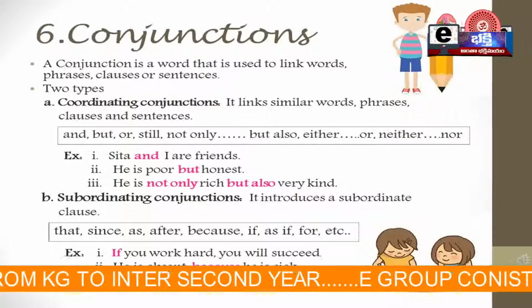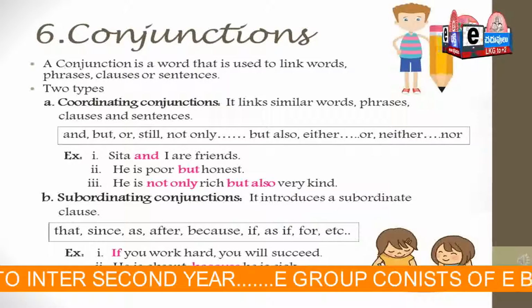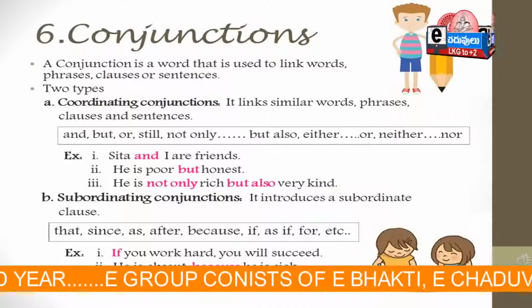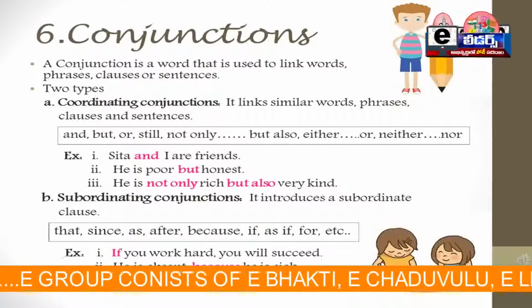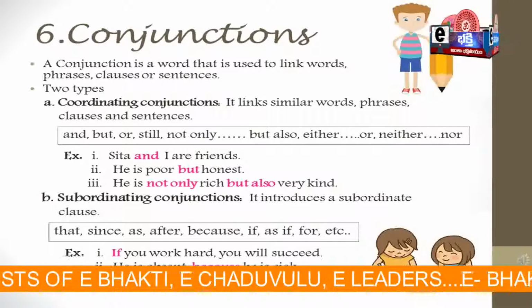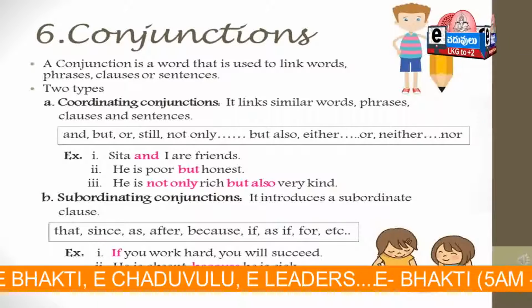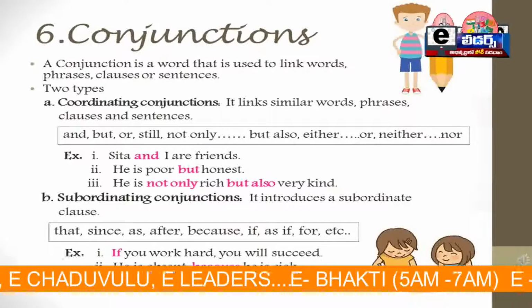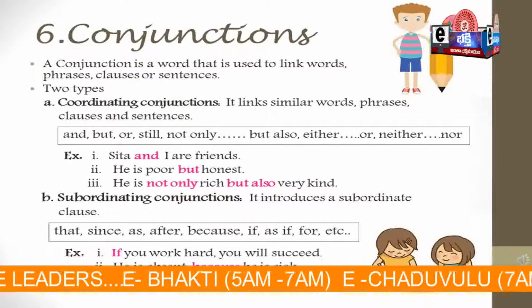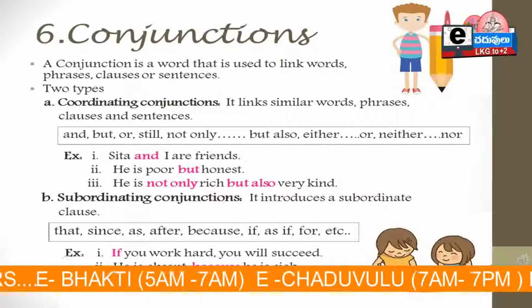He is absent because he is sick. So here also you can find two clauses in the sentence, and the word because is a subordinating conjunction, which is linking the two clauses in the sentence. And the other words used as subordinating conjunctions are that, since, as, after, because, if, as if, for, etc.